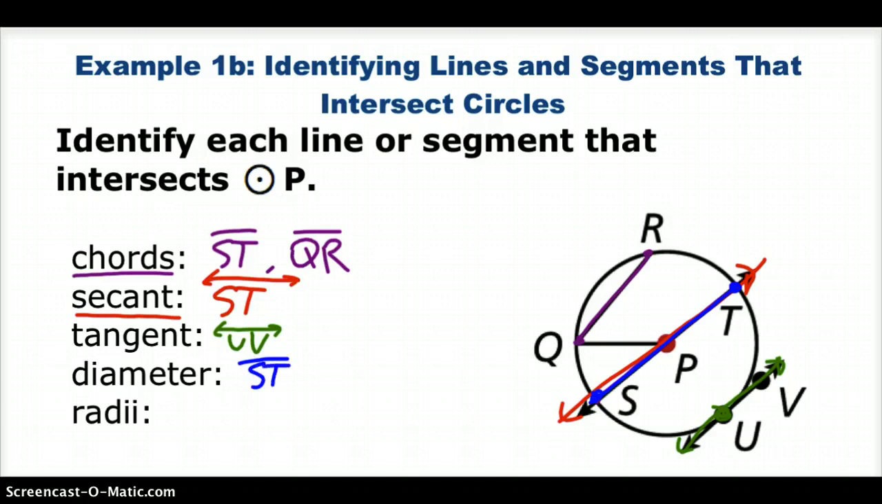And finally, all of our different radii here. I'll try to draw these as clearly as possible. Our radii would be segment PT, segment PS, and segment PQ. So again, segment PT, PS, and PQ.